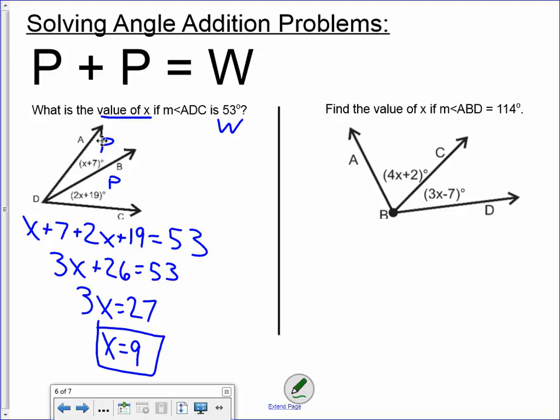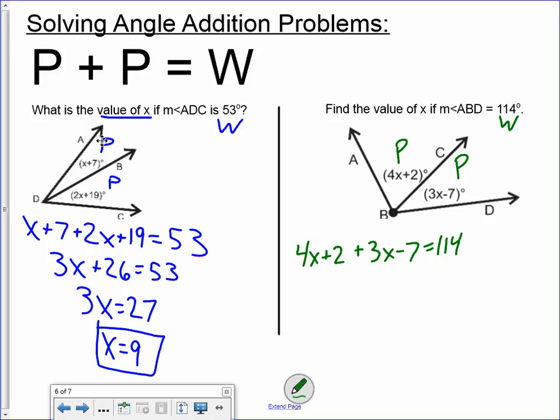Now, just like our previous examples, it could ask for the value of x or it could ask for a specific angle measure. The last question here says find the value of x if the measure of ABD, which is the entire angle, is 114 degrees. So 4x plus 2 is a piece, 3x minus 7 is a piece, and 114 is the whole thing. Piece plus piece equals the whole thing.